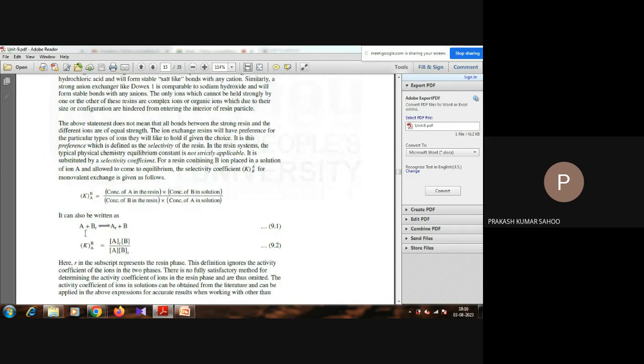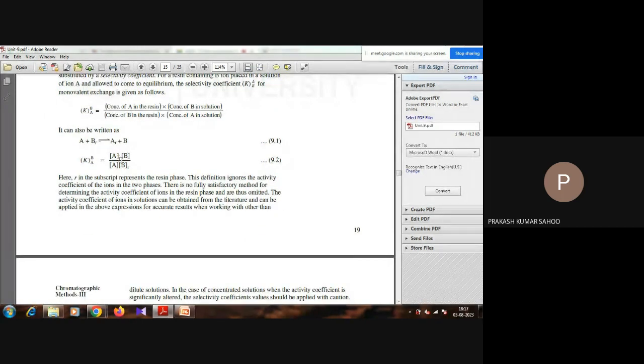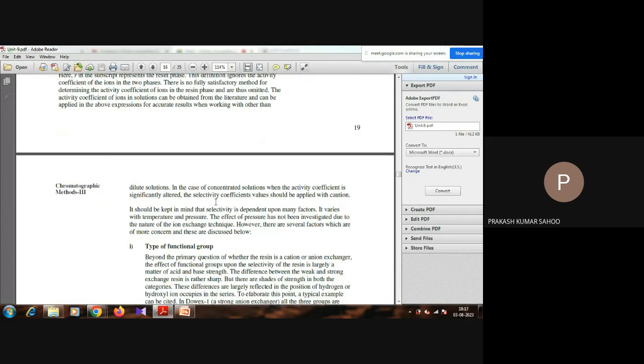So this is your selectivity coefficient, that is K AB. This is equal to the concentration of A in the resin times the concentration of B in solution, divided by the concentration of B in resin times the concentration of A in solution. That is, A in resin divided by B in resin, and B in solution divided by A in solution. So this may be written as the concentration of A in resin, R stands for resin, B in solution, concentration of A in solution, B in resin. So this will be the resin selectivity.